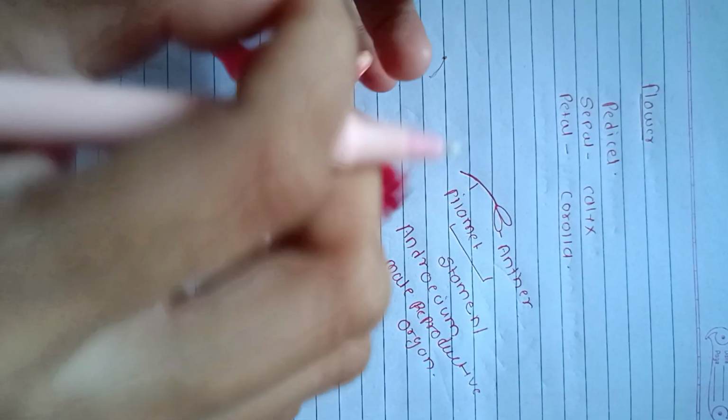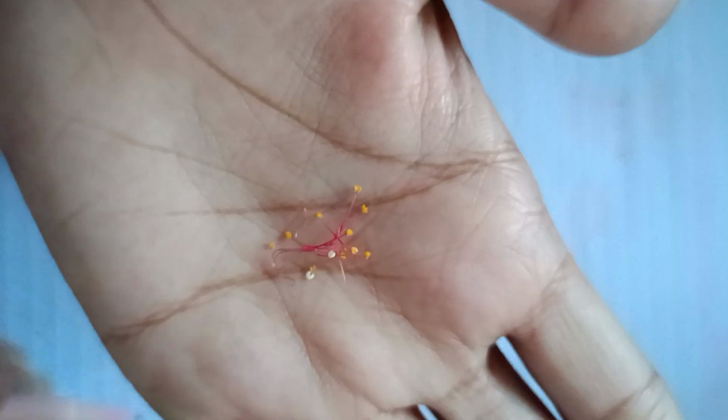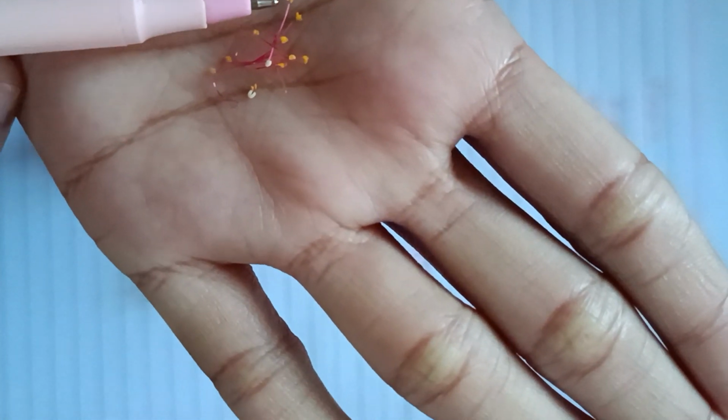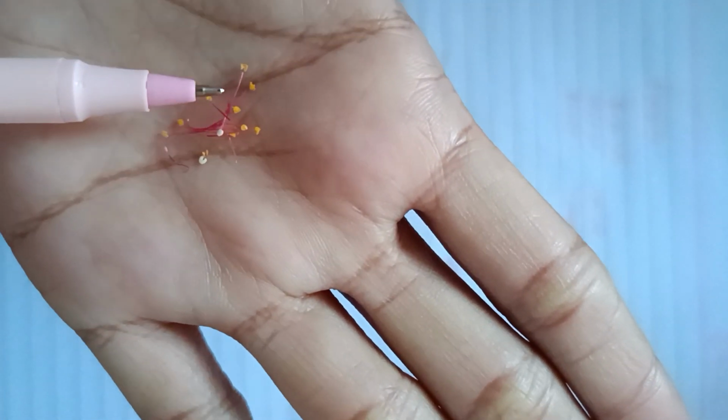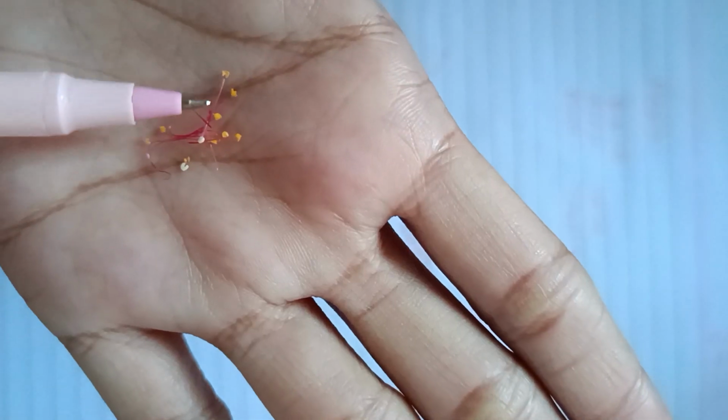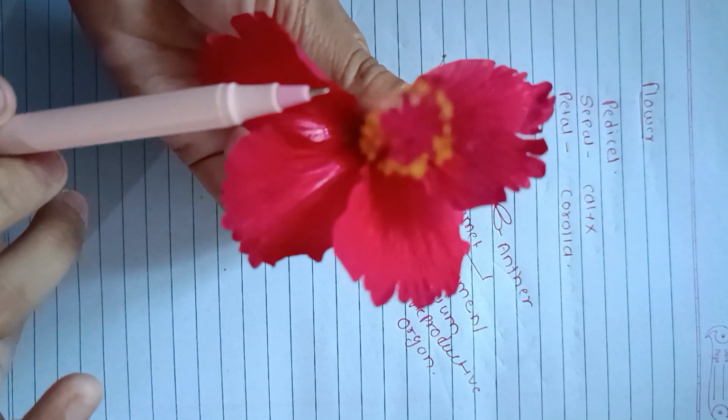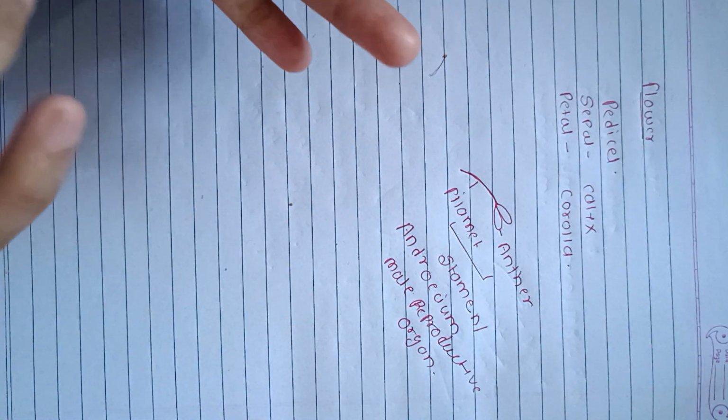I'm showing you the structure. You can see this is the anther, this is the filament, and this whole part is known as the stamen. So this flower is bisexual, because the male reproductive organ is present and the female also. So we can call it a bisexual flower.